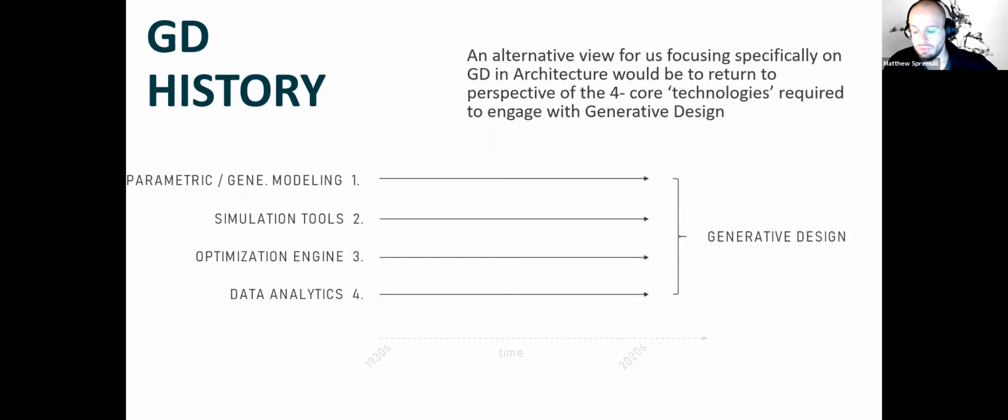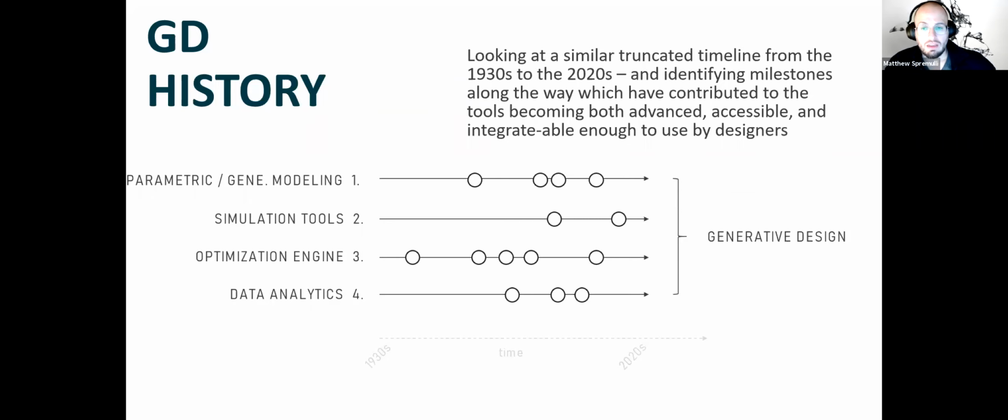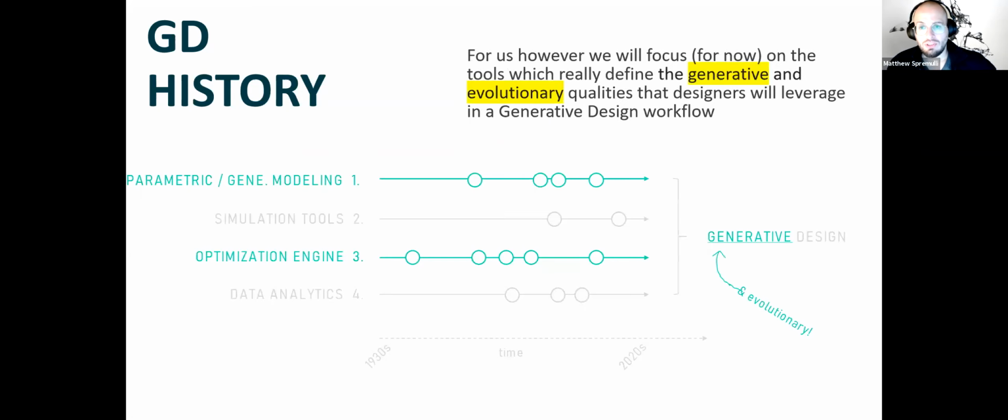So I'm just going to go over a very brief history, going from the 1910s to the 2020s, focusing mostly on the parametric modeling history and the optimization engine history, because the simulation tools can change and adapt and be modified to your needs, and so will the data analytics.